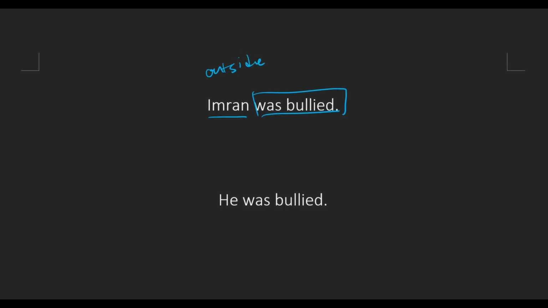What about the sentence underneath it? He was bullied. Was bullied is the passive action, and he is the substitute doer. And what kind of substitute doer is it? In Arabic, it would be embedded because it's a pronoun. So you see how we have the same types of substitute doers: the same way you have outside and embedded doers, you also have outside and embedded substitute doers.